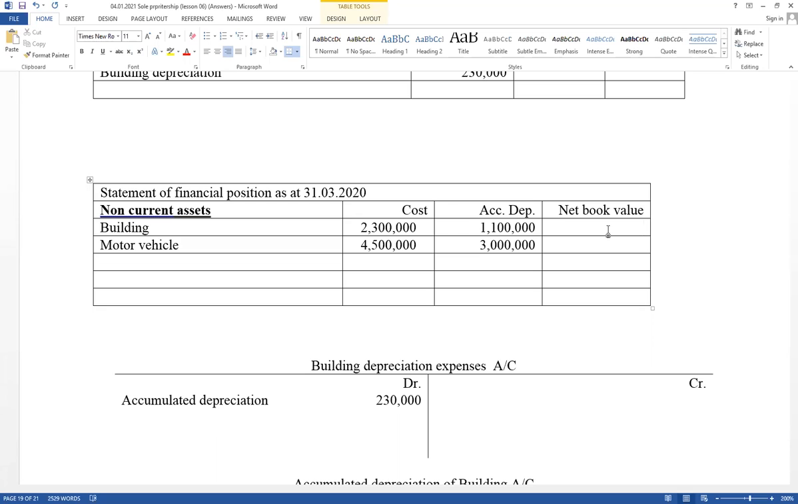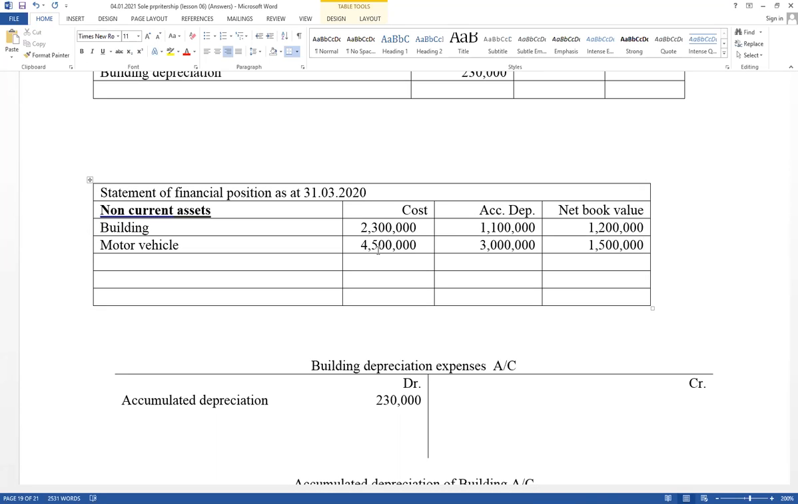Net book value. Therefore, here 1.32 million, as well as this one minus this one. Here 1.5 million. This is the depreciation adjustment. Therefore, sometimes it is given as an adjustment.